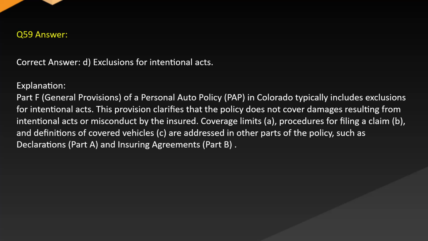Explanation. Part F, general provisions of a personal auto policy (PAP) in Colorado, typically includes exclusions for intentional acts. This provision clarifies that the policy does not cover damages resulting from intentional acts or misconduct by the insured. Coverage limits (A), procedures for filing a claim (B), and definitions of covered vehicles (C) are addressed in other parts of the policy, such as declarations, Part A, and insuring agreements, Part B.